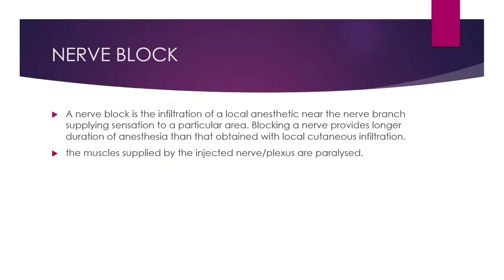Next one is nerve block. Nerve block is the infiltration of a local anesthetic near the nerve branch supplying the sensation to a particular area. Blocking a nerve provides longer duration of anesthesia than that obtained with local cutaneous infiltration. The muscles supplied by the injected nerve or plexus are paralyzed. In this nerve block, we are giving local anesthesia near the nerve branch supplying the sensation to a particular area.